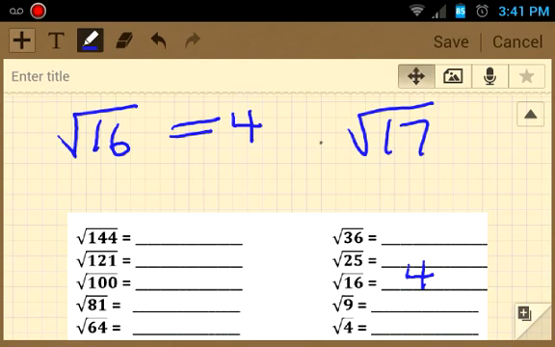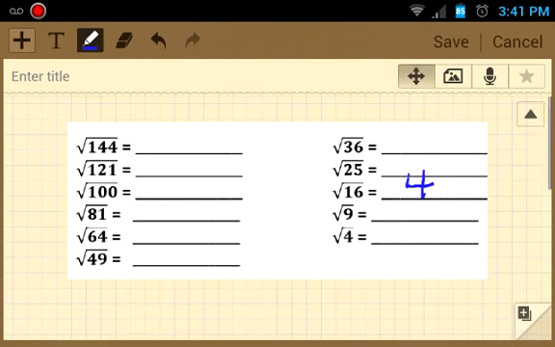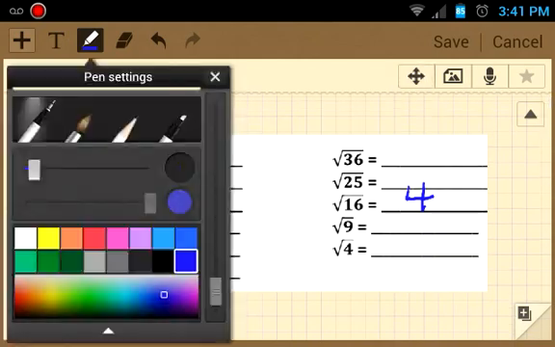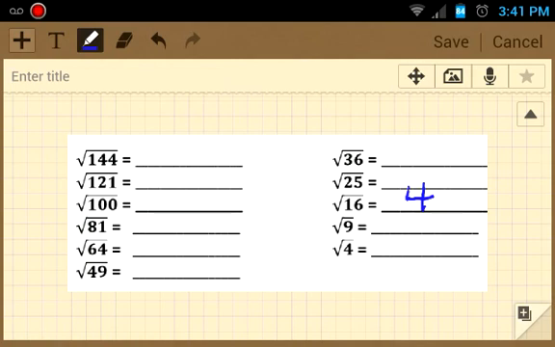So below, I'm going to fill in all the roots that work. And I'll start from the lowest one here. So we've done the square root of 16. The square root of 4, what two numbers would multiply together to make 4? 2. Square root of 9, 3. We've already done the square root of 16.